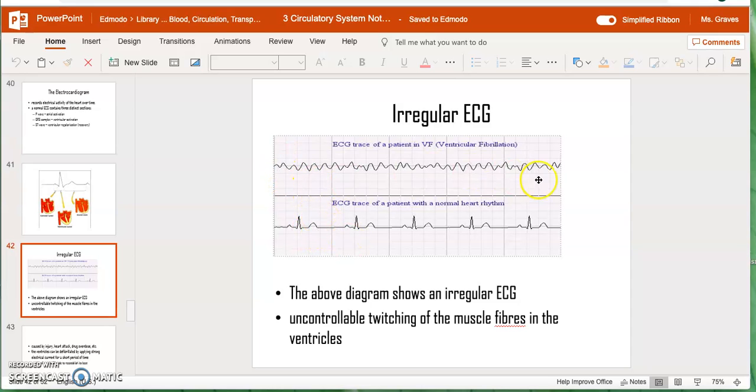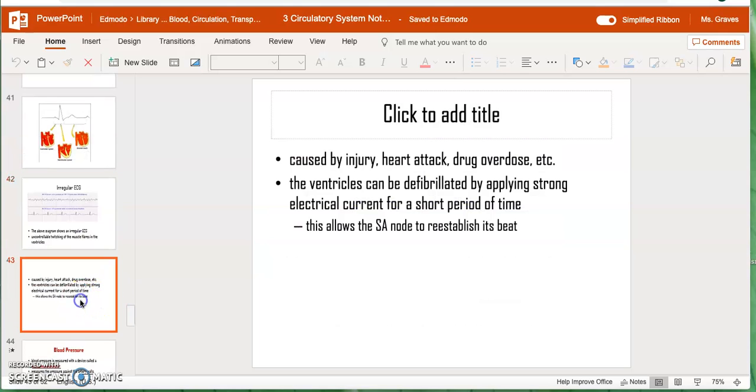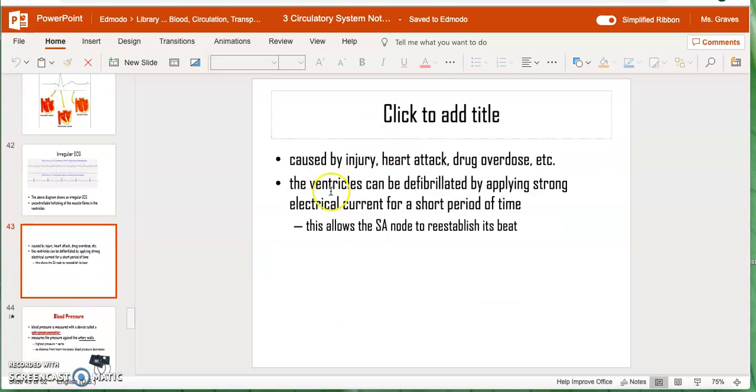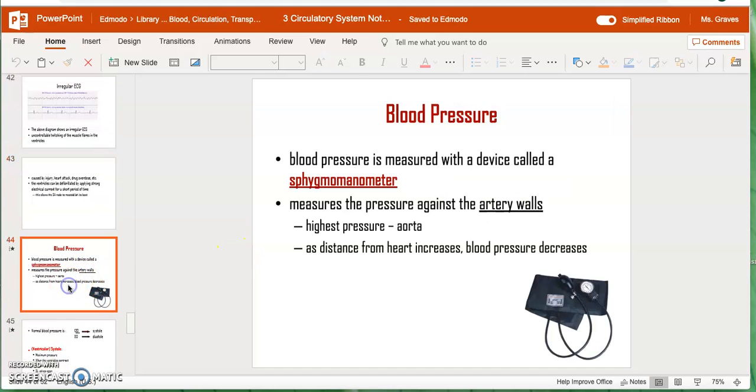This would be an abnormal ECG. You can see that there's not these consistent spikes of ventricular contraction. This shows the ventricles all over the place, not beating correctly. There's lots of things. This is talking about what could cause an irregular ECG.